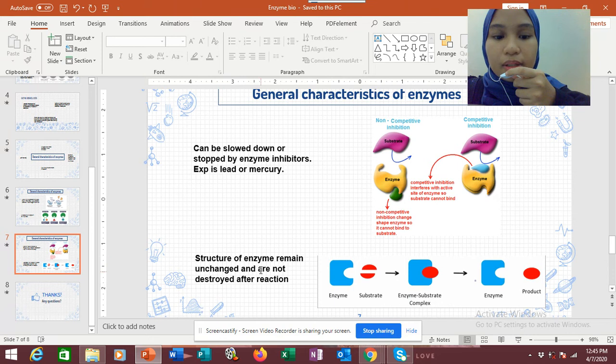And lastly, the structure of enzyme remains unchanged and not destroyed. So this is the structure of enzyme at the beginning, and after it has produced the product, it still has the same shape as the initial one.